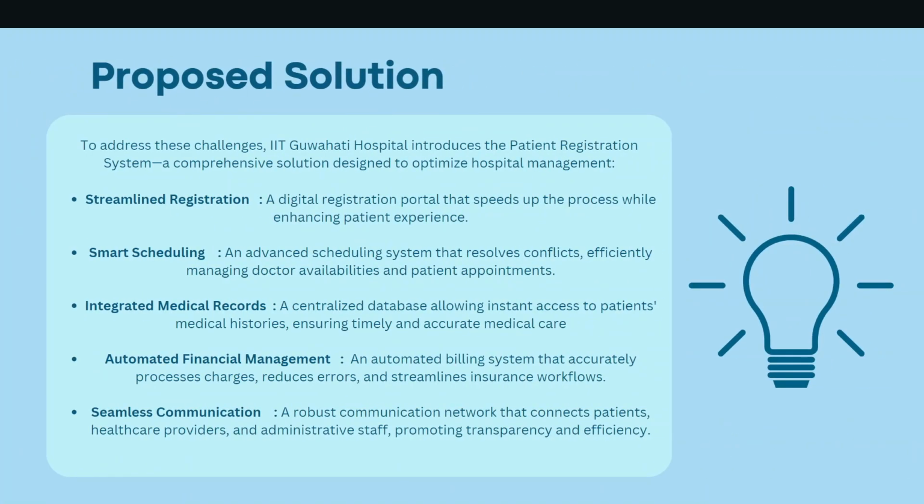So to solve those problems, we are introducing the patient registration system. So what are the problems that are being solved by the system? The first is streamlined registration, a digital registration portal that speeds up the process while enhancing the patient experience. And also we have smart scheduling, an advanced scheduling system that resolves conflicts efficiently, managing doctors' availabilities and patient appointments. Also, we have an integrated medical record, a centralized database that allows instant access to the patient's medical histories, ensuring timely and accurate medical care.